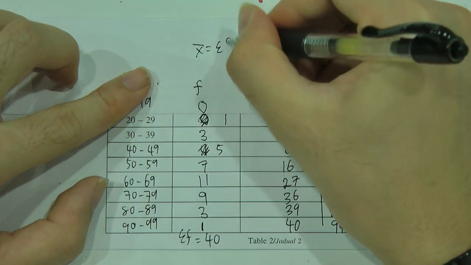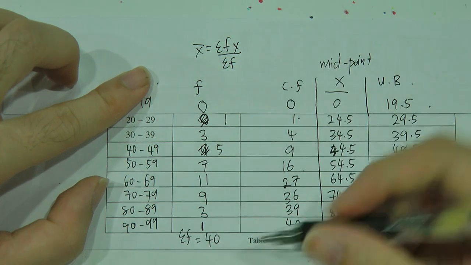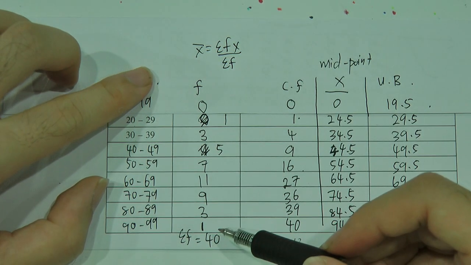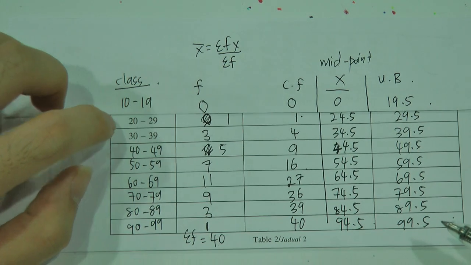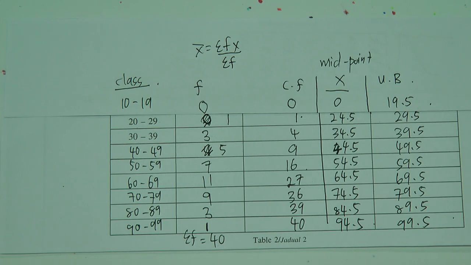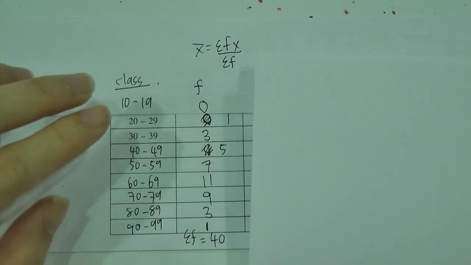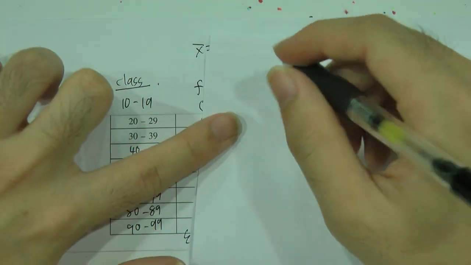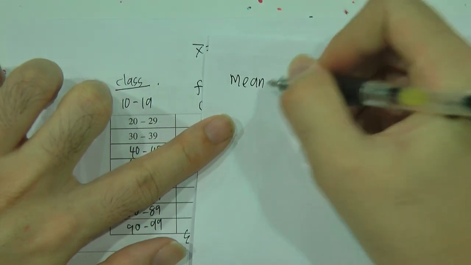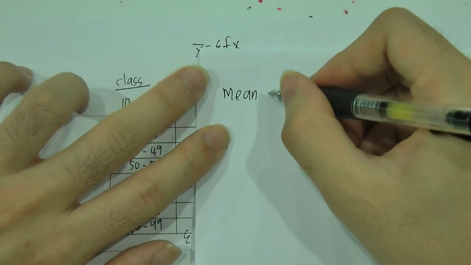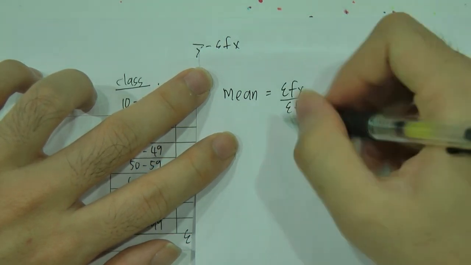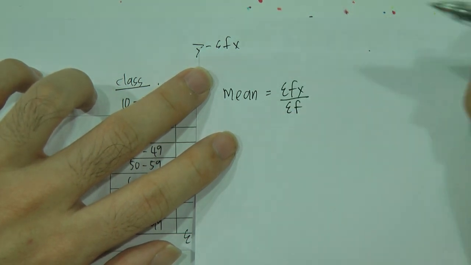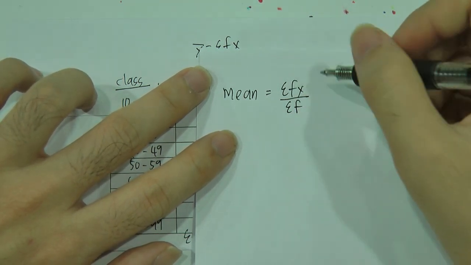Mean is sum of fx divided by sum of f. We got sum of f is 40. But sum of fx is this one multiplied by this one, all added together. Alright, so we're going to do it right now. I'm going to do it over here. So let me write mean equals sum of fx divided by sum of f. In the exam, just try to write out the formula. Even if you calculate it wrong, maybe he will give you 1 mark. So make sure you write down the formula.